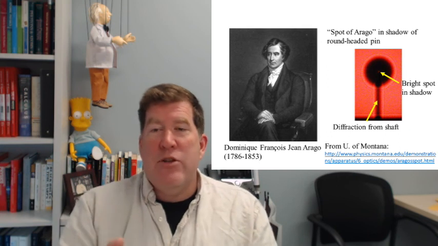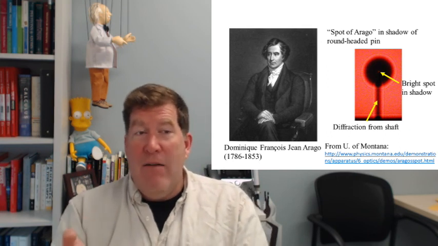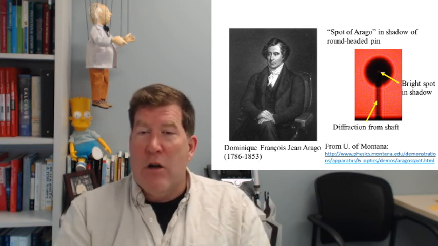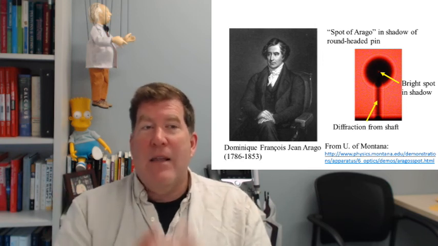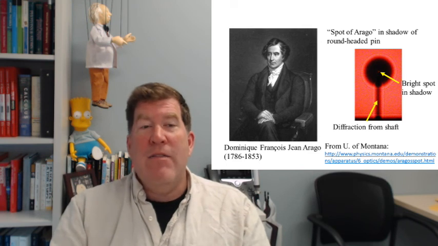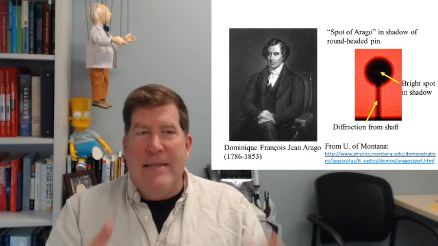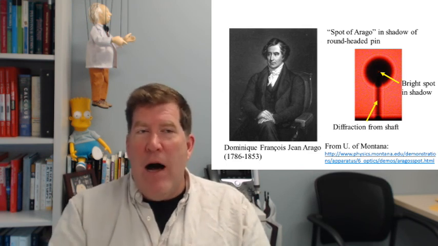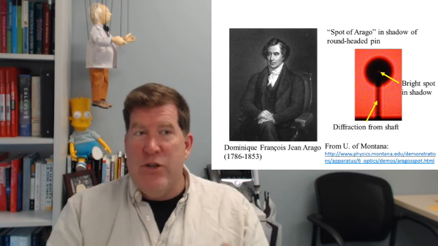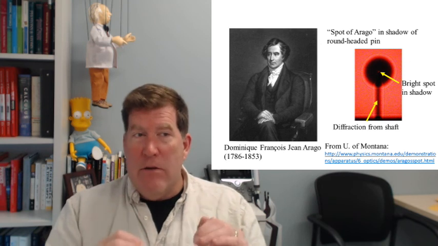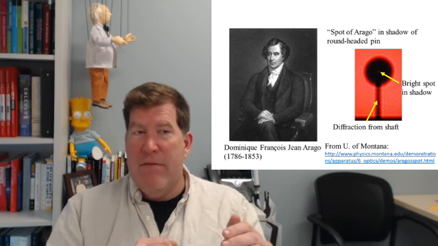Once Arago demonstrated that this could be done and that you can, in fact, find a bright spot in the center of a dark shadow, that finally convinced the last holdouts that light is, in fact, a wave. And from about 1810, 1812 on, physicists the world over knew that the question of what is the nature of light was settled and that light behaved like a wave. Except eventually people came around to thinking that it's a particle again.